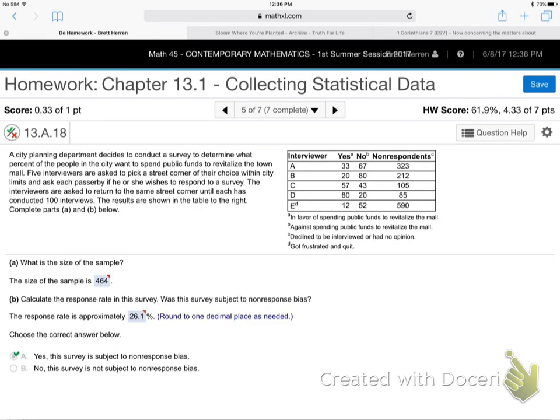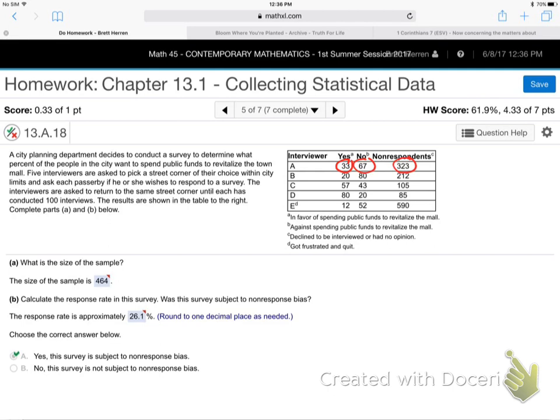All right. So basically, people walk by in the street. They stand in a corner, people walk by, and they go, hey, can I ask you a couple questions, right? Do you want to spend public money to revitalize the mall, or do you not, right? So here's the results. Interviewer A here, 33 said yes, 67 said no, 323 did not respond, right? 323 said, I don't want to answer. And then on you go.